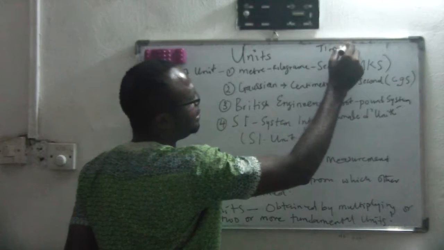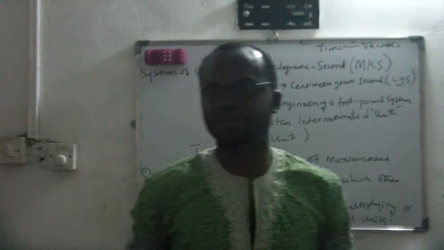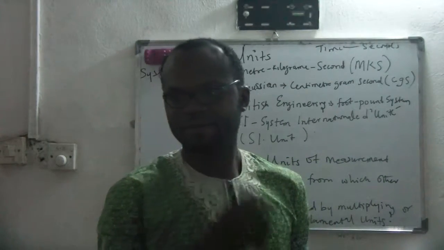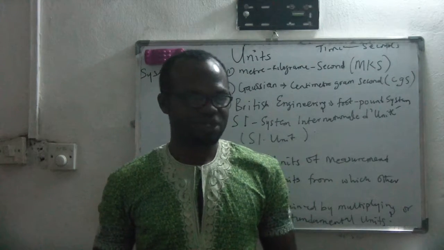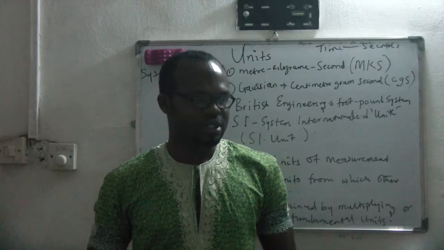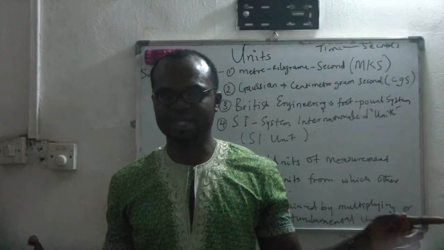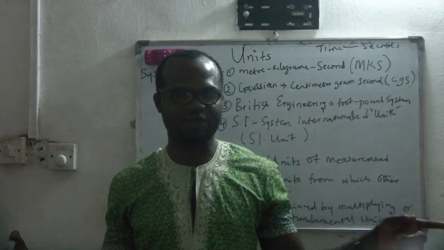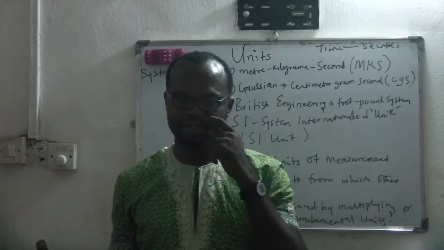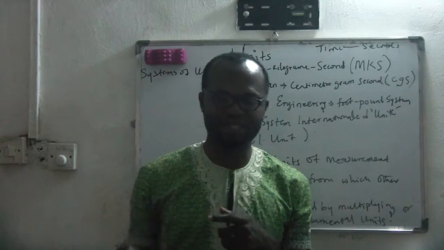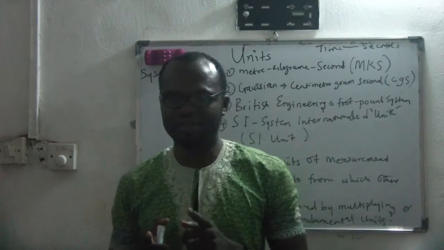When we talk about time, the unit for time is seconds. So when you say he traveled from A to B within the time of 30 minutes, 30 minutes or 30 seconds, that is the unit. You use it to identify the quantity. Whenever you see 30 minutes, you are talking about time.